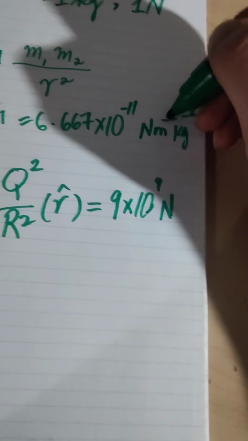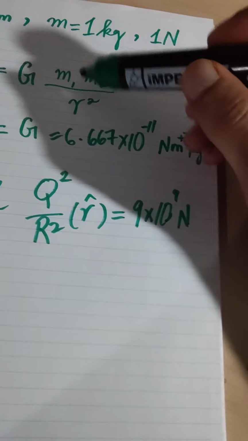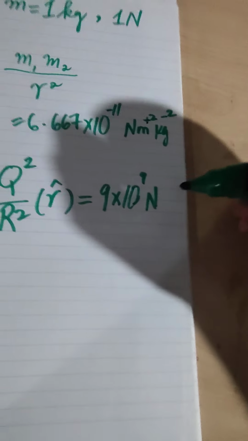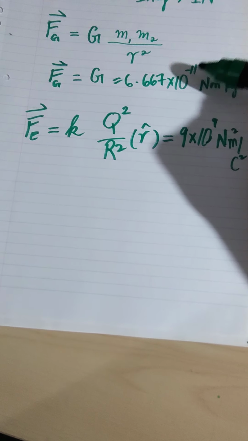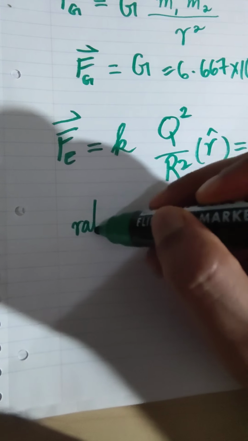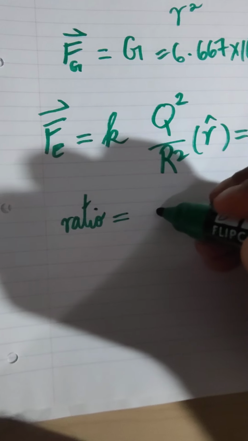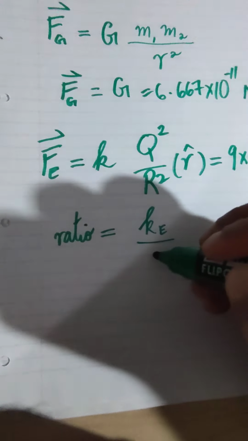No, hang on, this would be positive here. Sorry, newton meter squared, so meters would go over there. So newton meter squared per kg squared, and newton meter squared per Coulomb squared. So one's in 9 and the other one's in 11. You'd have to divide K, the electrical constant, by G.